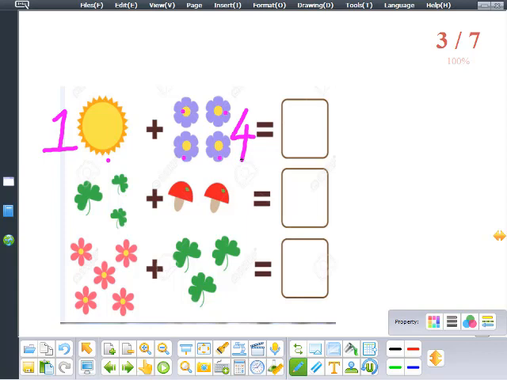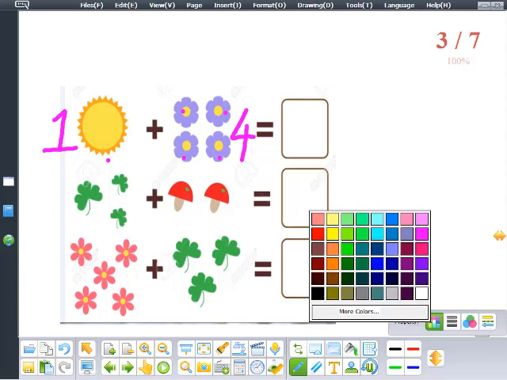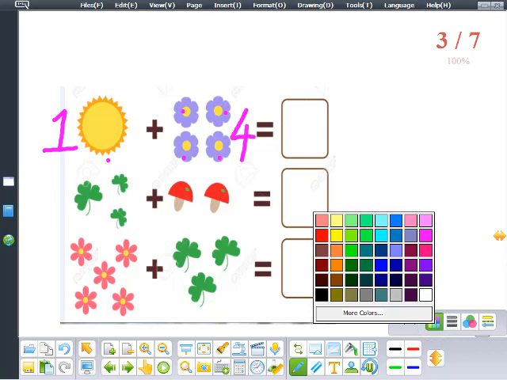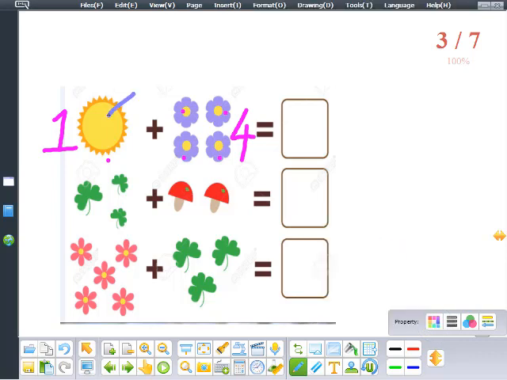What should I do? Well done. I count all of them. Let's count all of them with another color, or choose blue. 1, 2, 3, 4, 5. How many flowers are here? 5. Here we have 5 flowers. So 1 plus 4 equals 5. Well done. Look at the next one.